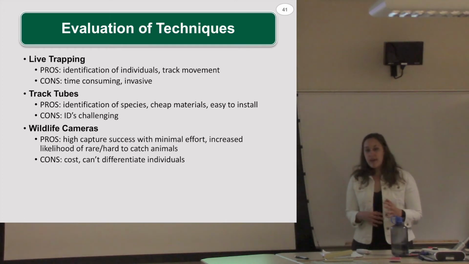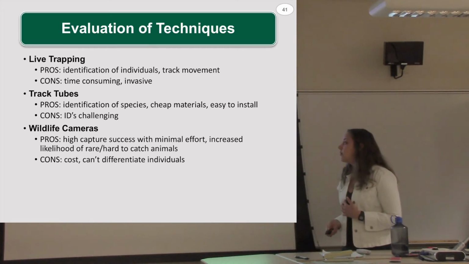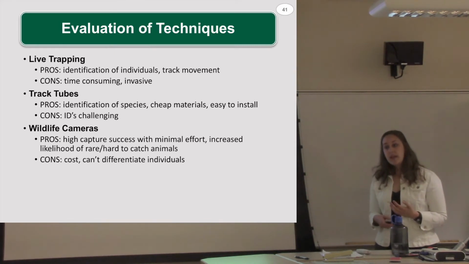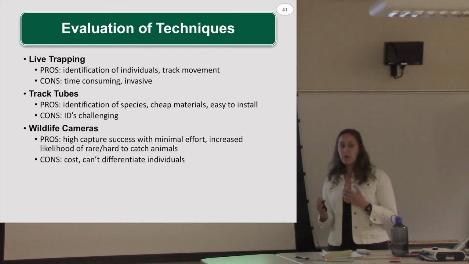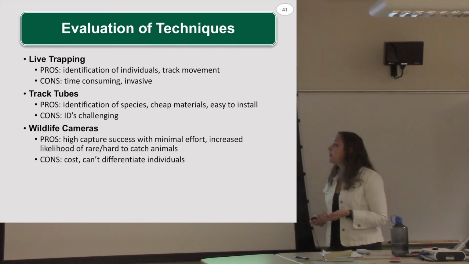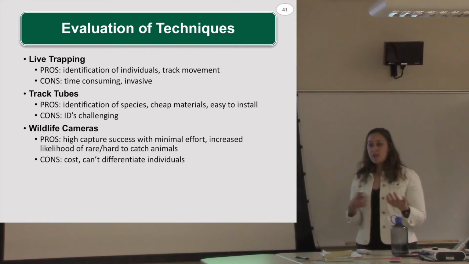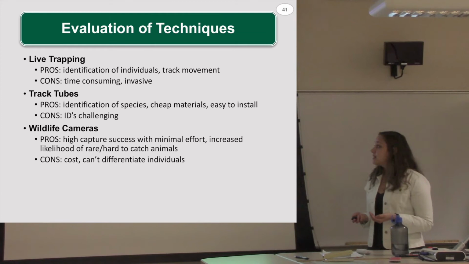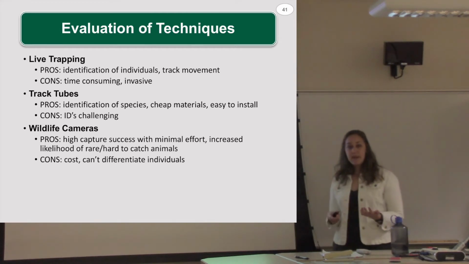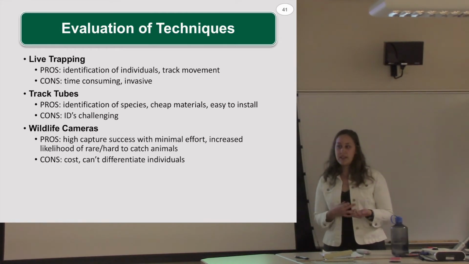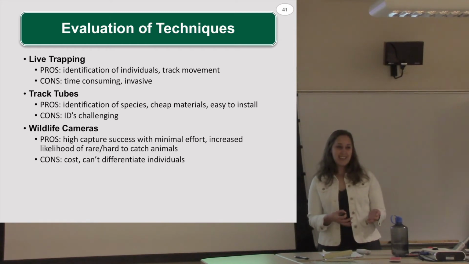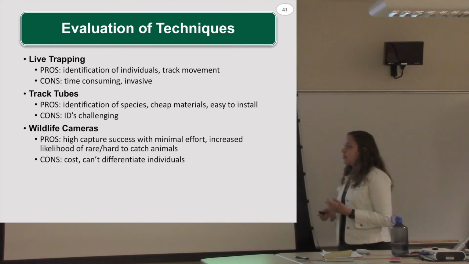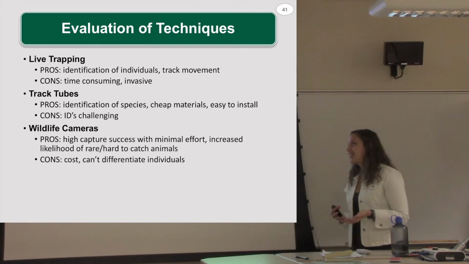So briefly, I want to evaluate the different techniques that I used. For live trapping, it was really advantageous for us to be able to identify individuals. It allowed us to make stronger conclusions about what the proportional abundance was of the populations we surveyed. And uniquely, we were able to track movement. So we were able to see movement between grids that we couldn't have otherwise. However, it is very time-consuming and relatively invasive on the environment because we are specifically handling these animals and it's stressful for them.